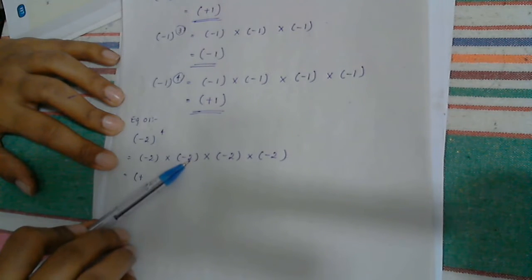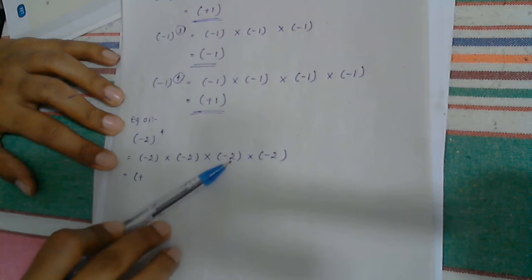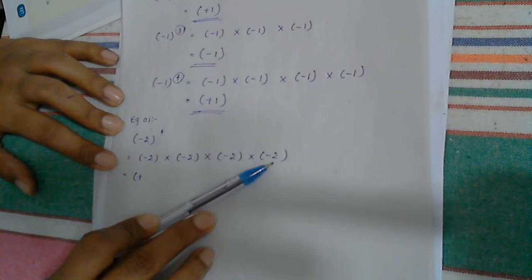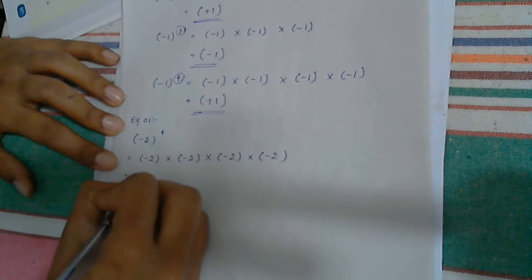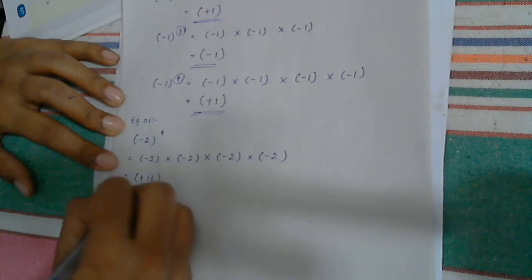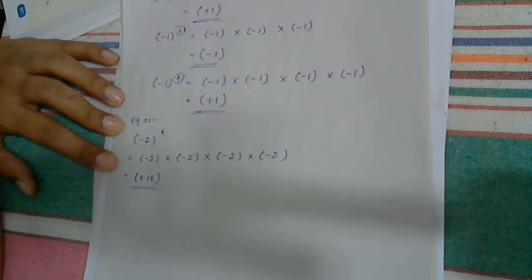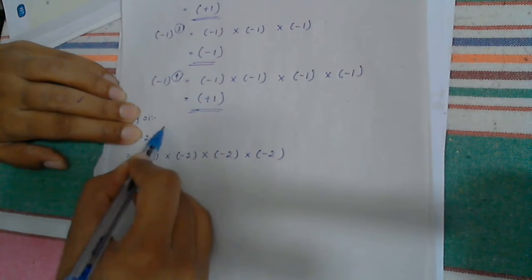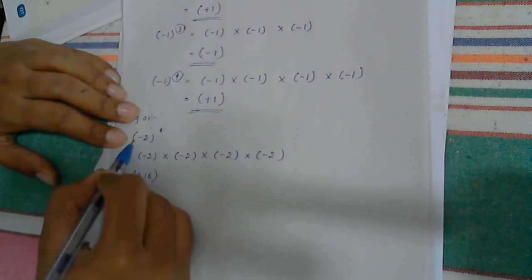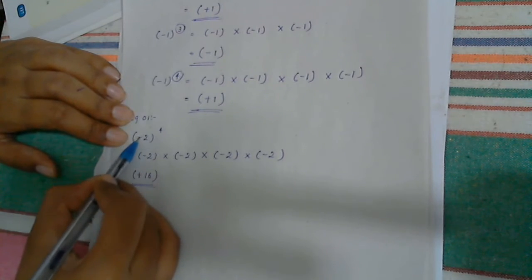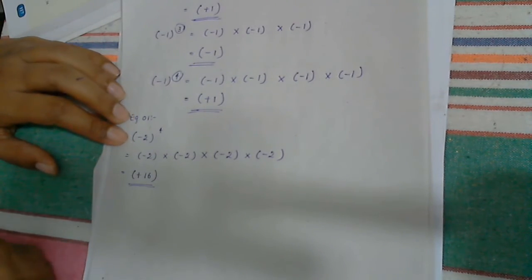2 into 2, 4, 4 into 2, 8, 8 into 2, 16. Then the answer is positive 16. Or you can just take 2 to the power 4, 16. Why is that? Negative into the fourth power, it is positive.